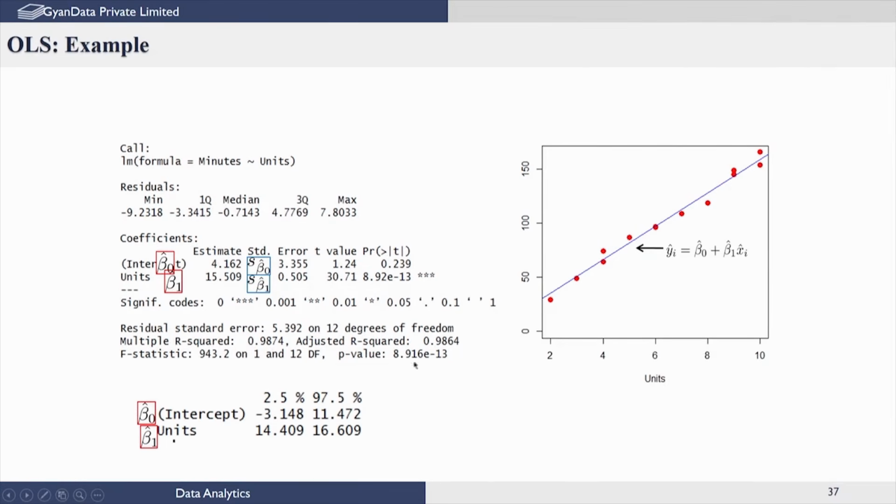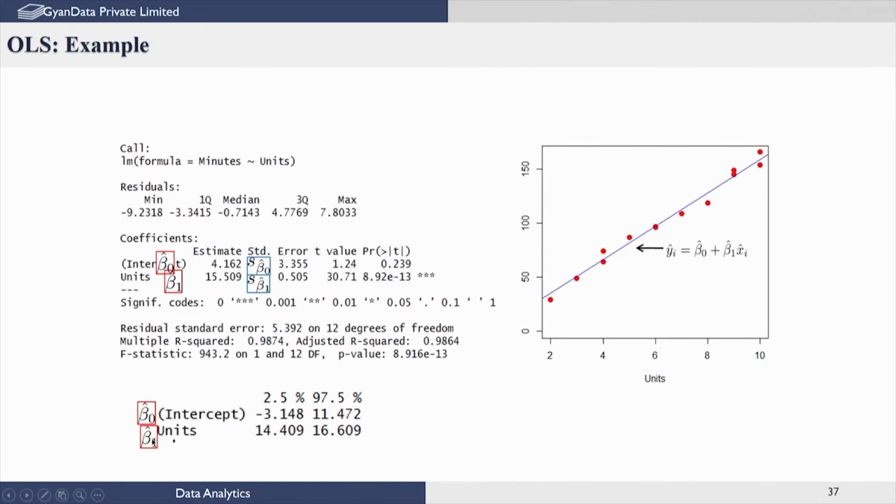You can also construct the confidence interval for beta naught and beta 1. From the earlier discussion, approximately it is the estimate plus or minus 2.18 times the standard error, and that is 4.1 plus or minus 2.18 times 3.35, which gives the confidence interval minus 3.148 to 11.472. That means with 95% confidence we can claim that the true beta naught lies in this interval.